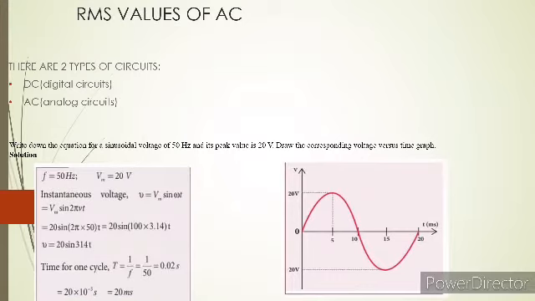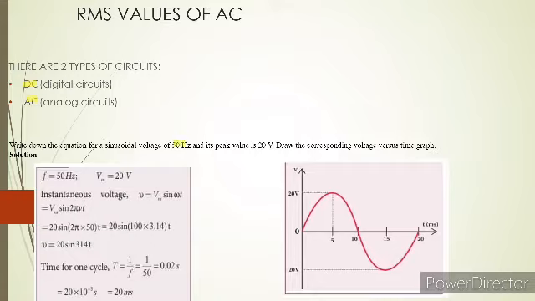First of all, we have to know what types of electronic circuits we have. Mainly we use DC and AC circuits, which means digital circuit and analog circuit. Here I have taken a problem dependent on the RMS value of an analog circuit. The problem says: write down the equation for a sinusoidal voltage of 50 Hz and peak value 20 volts. Draw the corresponding voltage versus time graph.